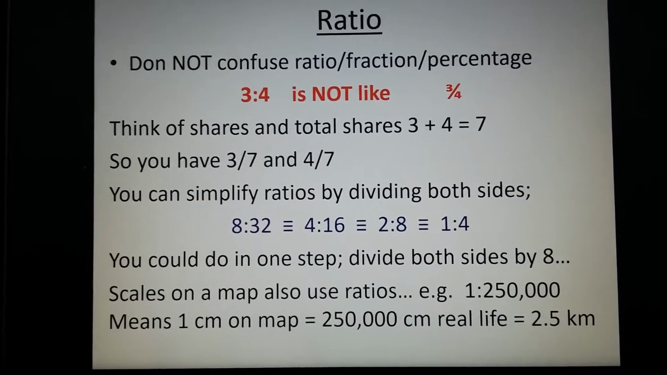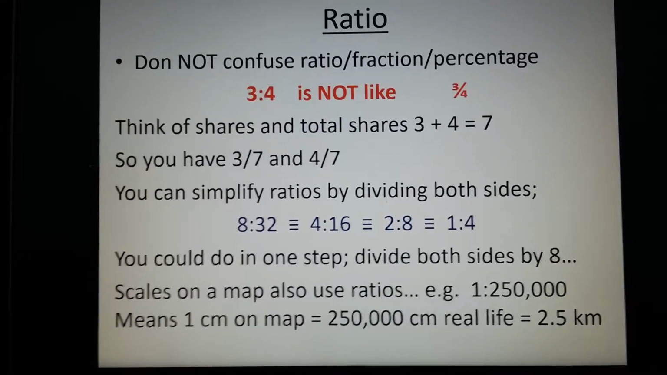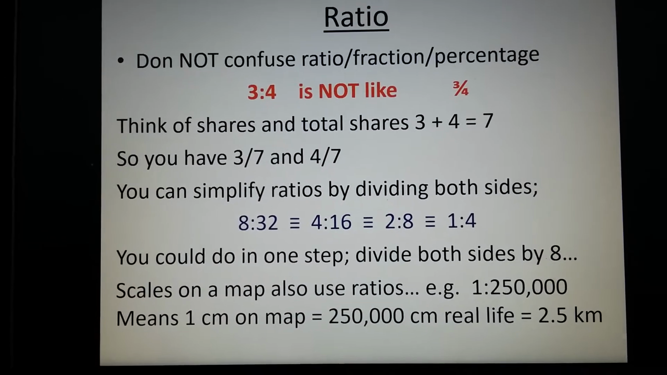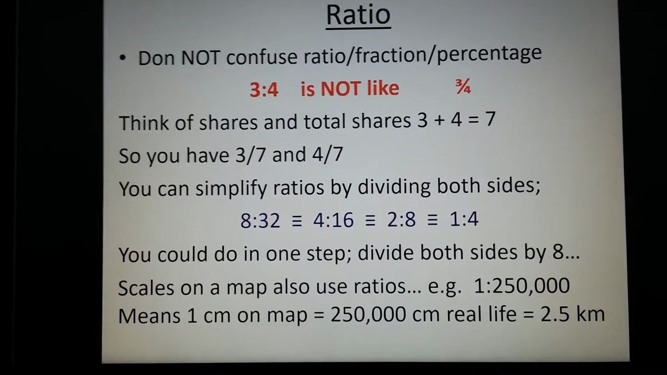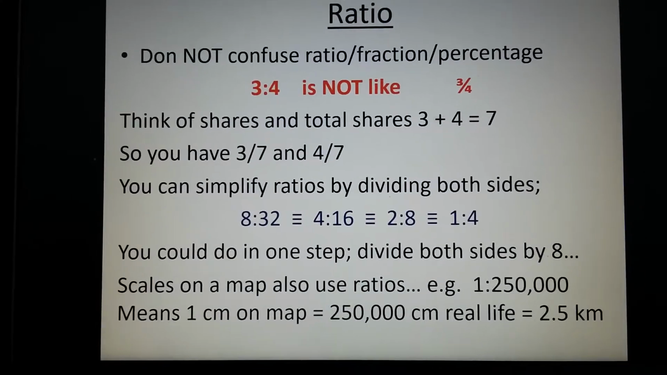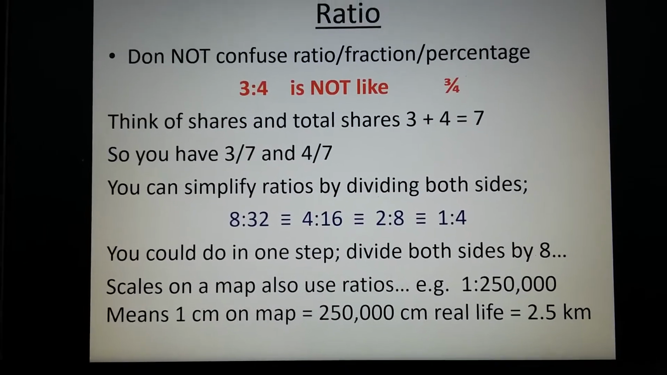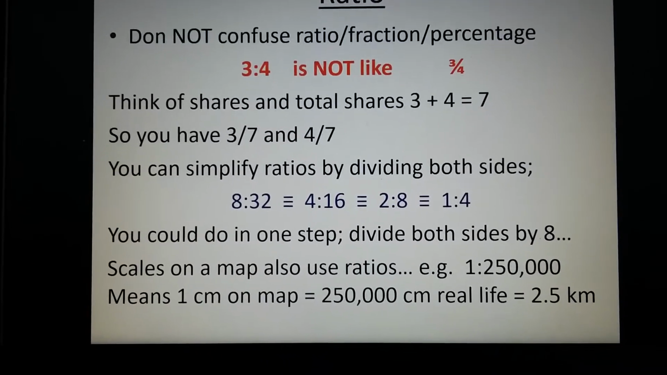Or you could have done 4 into both of them. 4 into 8 is 2, 4 into 32 is 8, and then go from there. Depends how good your tables are really, about how quickly you can simplify those down.